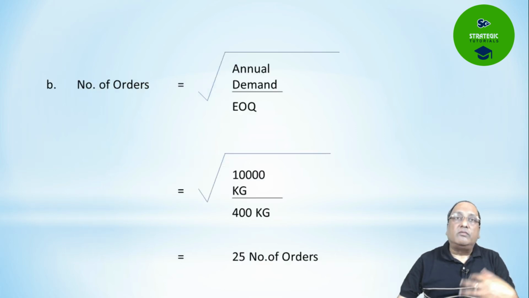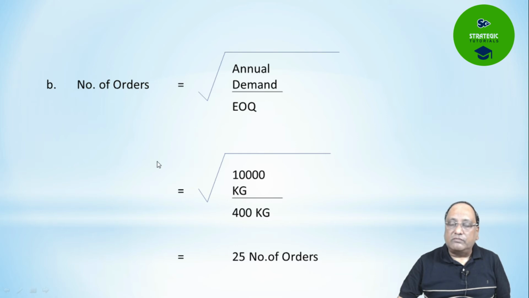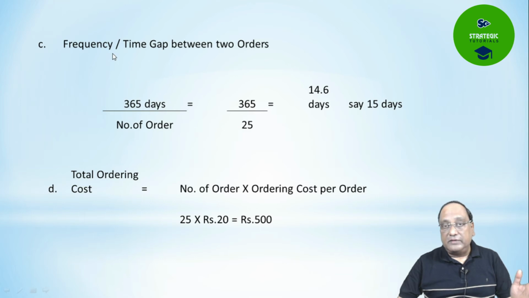Now I am coming to the number of orders. That is the formula, annual demand divided by EOQ. So 10,000 kg divided by 400 kg, that is 25 orders you have to provide per annum. What is the frequency? Frequency is the time gap, that is the number of days basically. So number of days divided by number of orders, that is 365 by 25, say 15 days. That is the time gap. After every 15 days, you have to put one order of 400 kg.